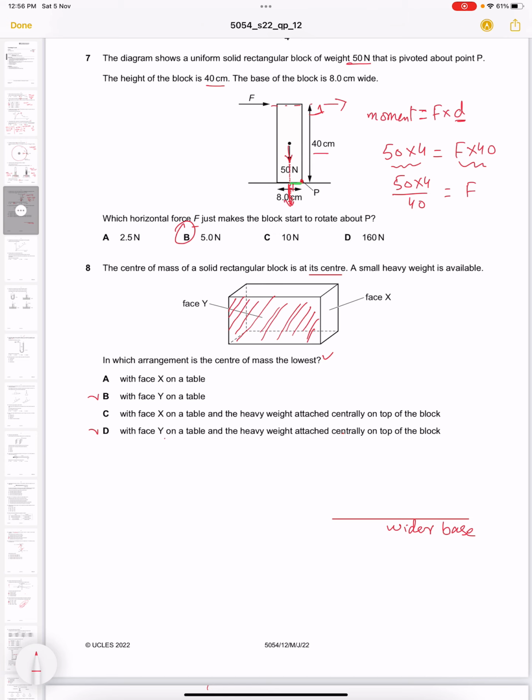Option D says with face Y on the table and a heavy weight attached centrally on the top of the block. Now what's the problem with this? Although the wider base is on the table, if we put a heavy weight on top, due to this weight the center of mass will be shifted upwards, so that does not seem the correct option. So the lowest center of mass will be this, only with face Y on the table, right?